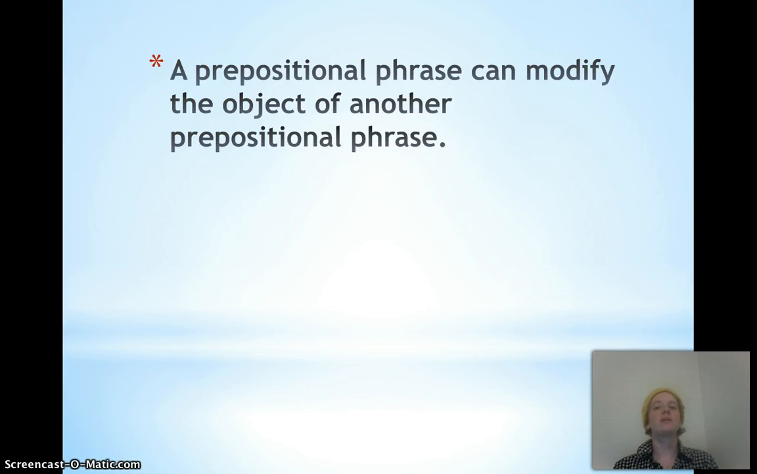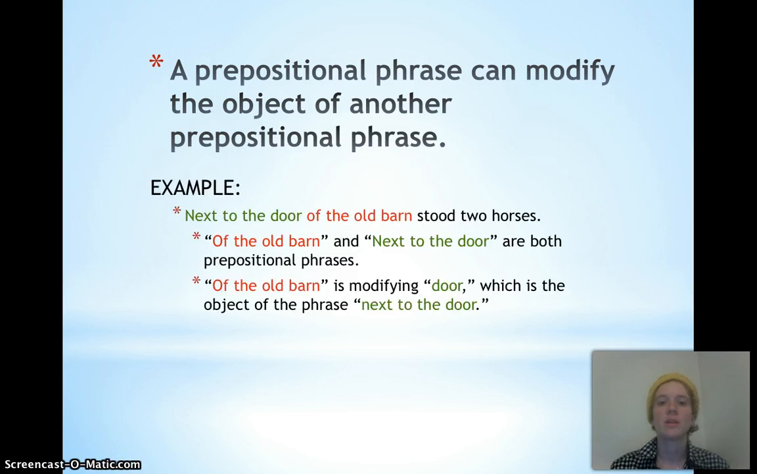A prepositional phrase can modify the object of another prepositional phrase. So this sounds confusing, it's actually totally self-explanatory. So if you look at the sentence, next to the door of the old barn stood 2 horses. You have 2 prepositional phrases, of the old barn and next to the door. Okay, of the old barn is modifying door. Door happens to be the object of the other preposition next to the door.